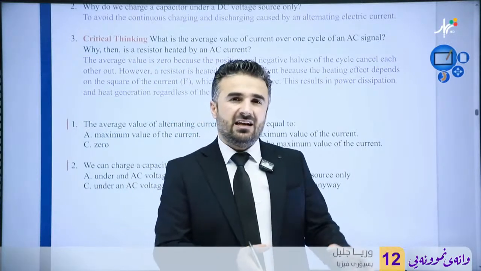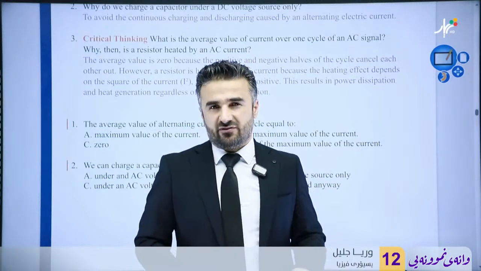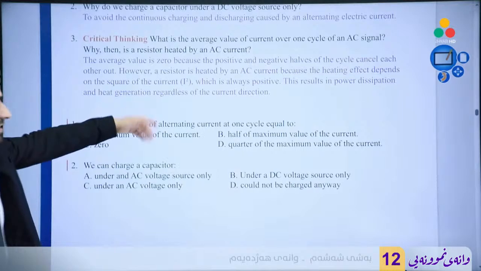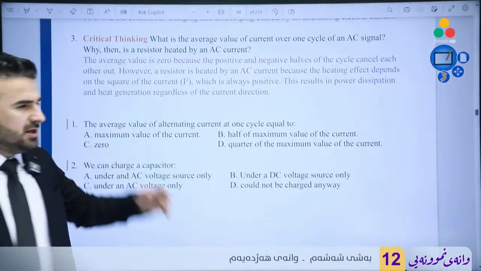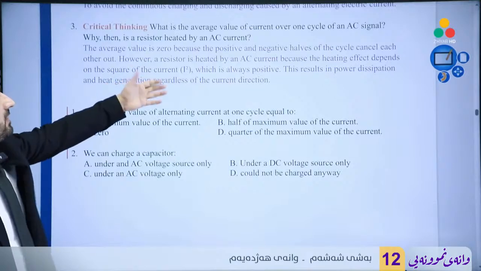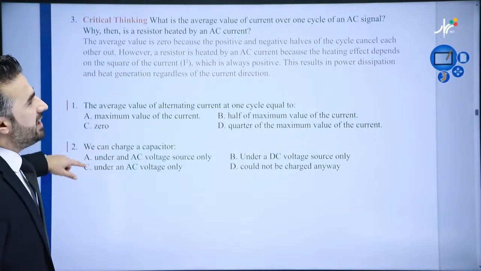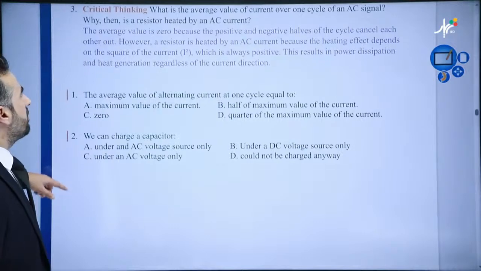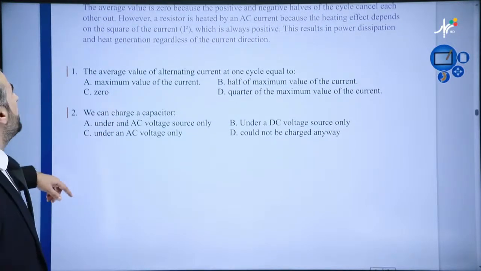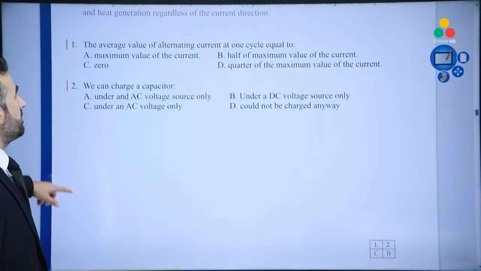So the heating element will heat up regardless of whether the current is positive or negative, because it is I squared times the resistance. I keep saying radius, I don't know why. However, a resistor is heated by an AC current because the heating effect depends on the square of the current, which is I squared, which is always positive. The result is power dissipation and heat generation regardless of the current direction.